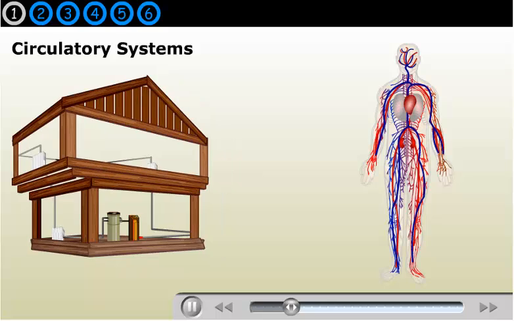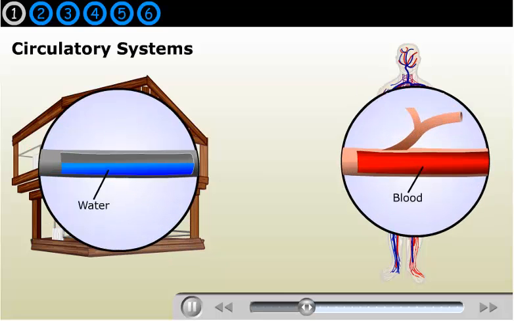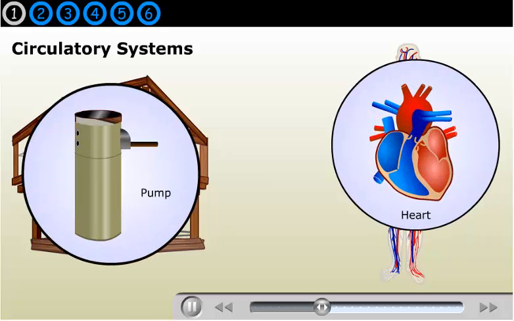The analogy of the house's heating system is very close to the way the circulatory system works in vertebrates. All vertebrates have a series of pipes called vessels that carry a fluid called blood around the body. The vessels have valves to ensure that the fluid always moves in the same direction. The vessels are connected to a powerful pump called the heart.